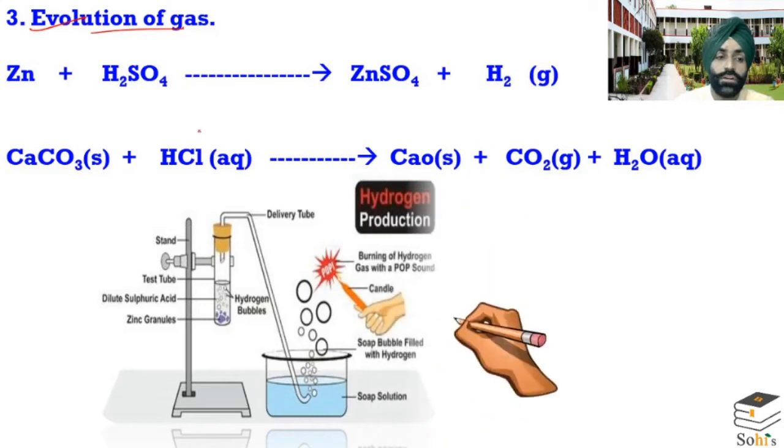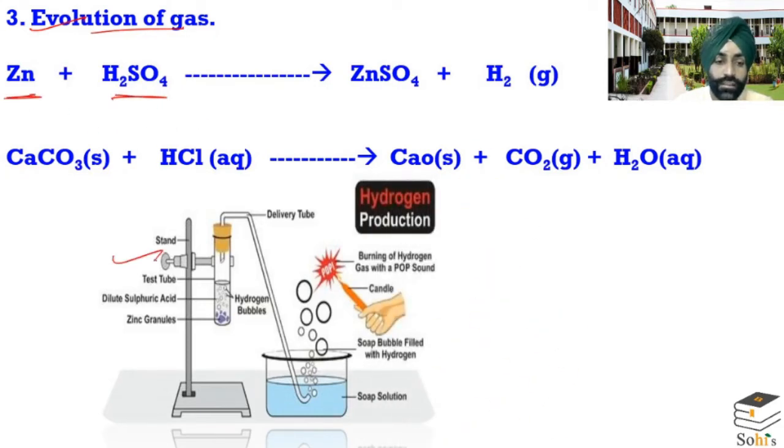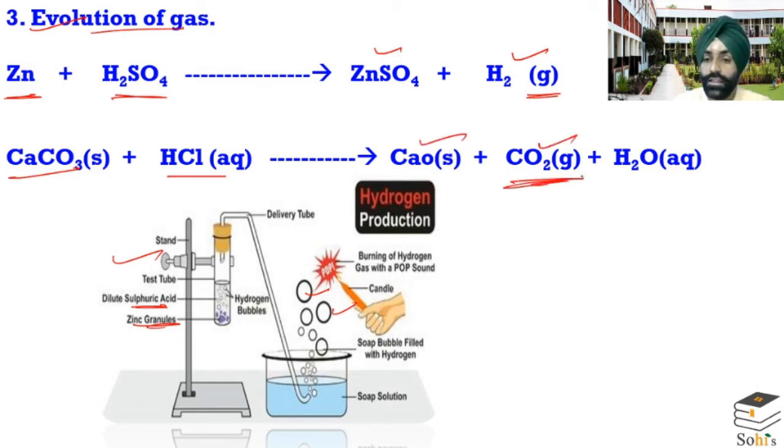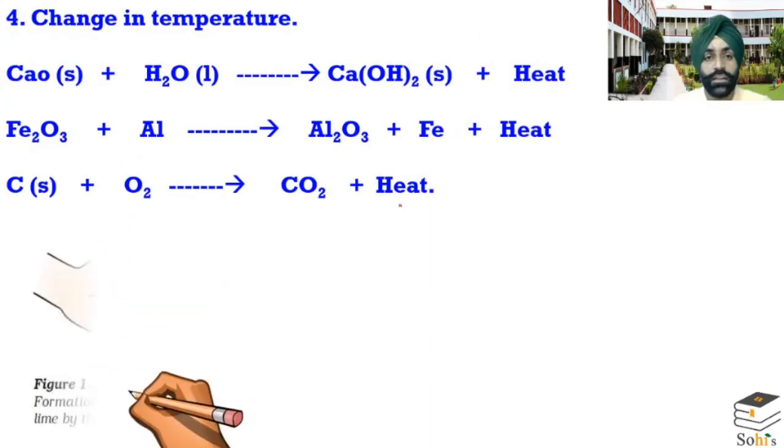Number 3 is evolution of gas. When zinc reacts with sulfuric acid, you can see in this diagram, the zinc metal reacts with sulfuric acid and produces hydrogen gas: zinc sulfate plus H2 gas. When gas is produced, we can say this is a chemical reaction. Another example, calcium carbonate. When combined with HCl, it gives calcium chloride, carbon dioxide gas and water. So gas is produced in this case and this case also. That's why it is a chemical reaction.